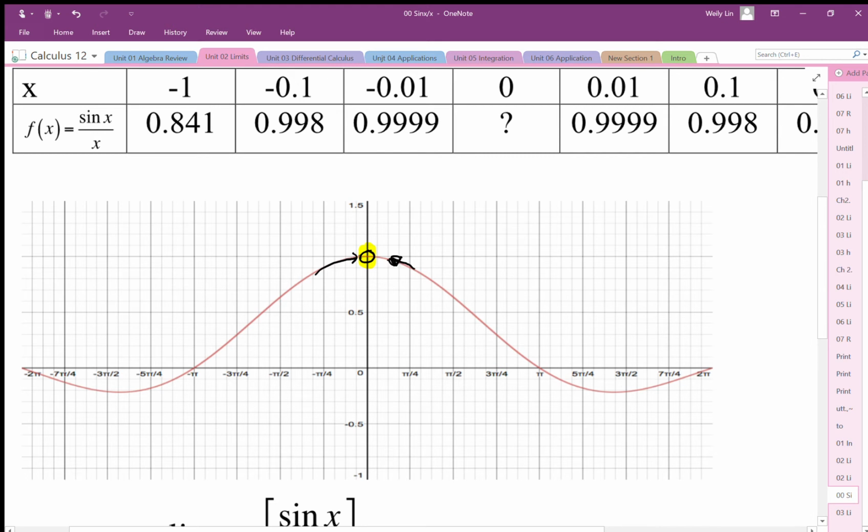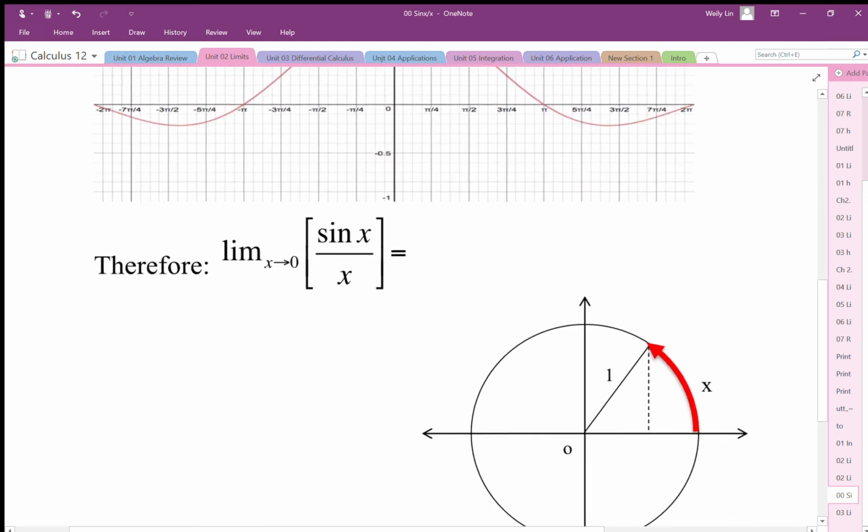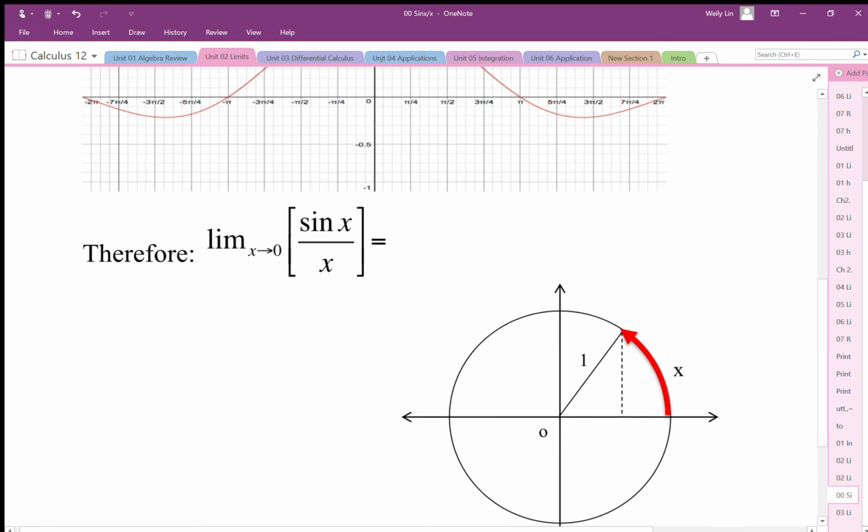Now, why is this the case? We can look at this geometrically as well. If we take a look at the circle, what is sine x and what is x? Sine x represents the vertical height of the unit circle. This is how we define sine x. That length is sine x.